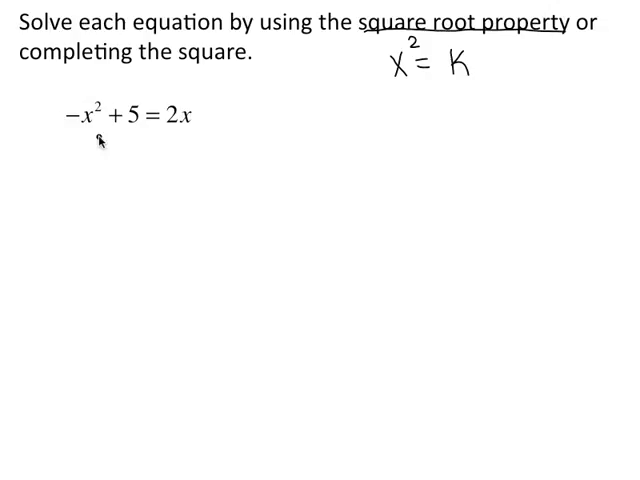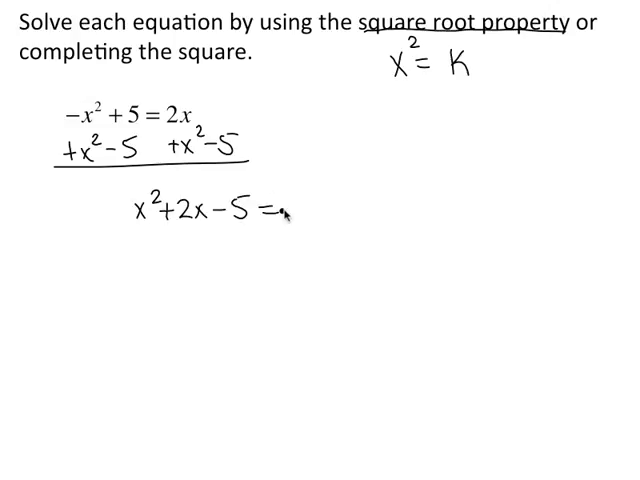So what I'm going to do is I'm going to move all of this to the right hand side so I can get rid of this negative x squared. So I want my leading coefficient for my trinomial to be positive. So I'm going to add x squared, subtract 5. So add x squared, subtract 5. And then on the left-hand side, I'm going to end up with 0. On the right-hand side, I'm going to end up with x squared plus 2x minus 5 equal to 0. So I'm going to write my equation in standard form. So recall standard form is ax squared plus bx plus c equal to 0.